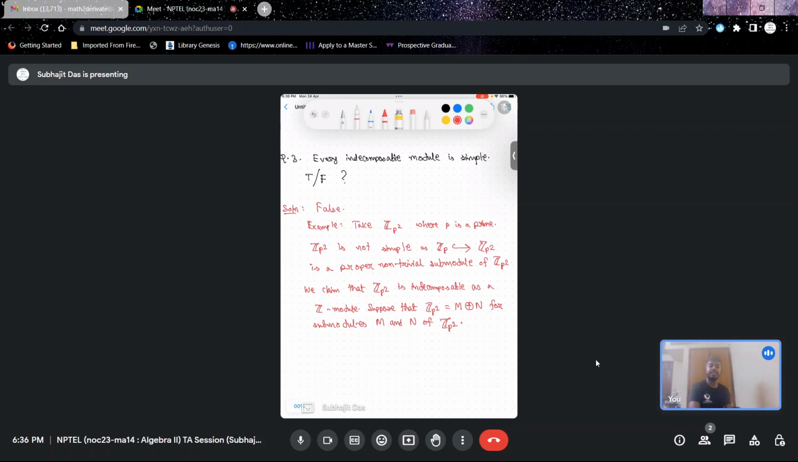So observe that Zp square is the cyclic group of order p square, right? Now can you use this fact to show that it can be written as a direct sum? Maybe I'll pause for a minute for you to think.